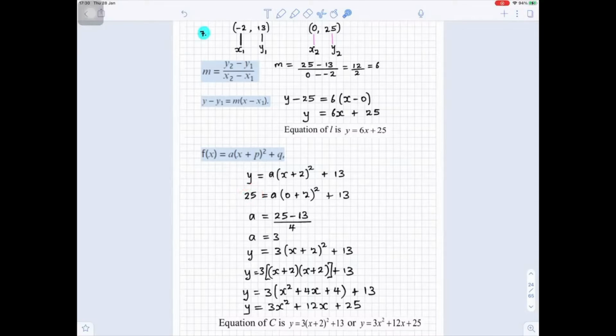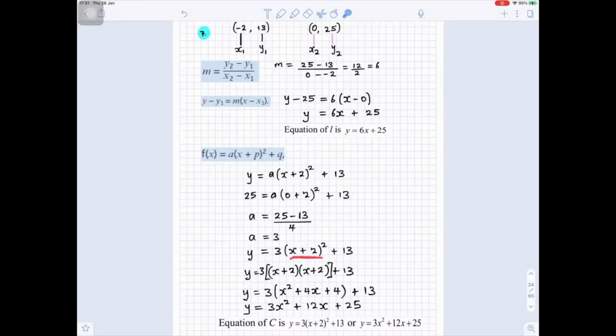So 25 minus 13, we want to make a the subject. Take plus 13 to the left, it becomes 25 minus 13, and divide by 4 is a. So that gives us a to be 3. So a is 3 bracket x plus 2 all squared plus 13.